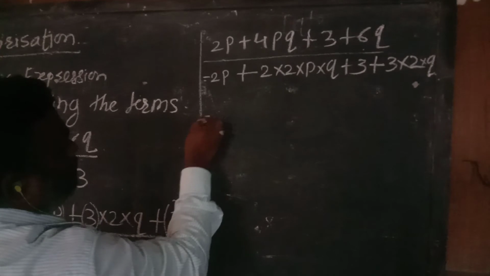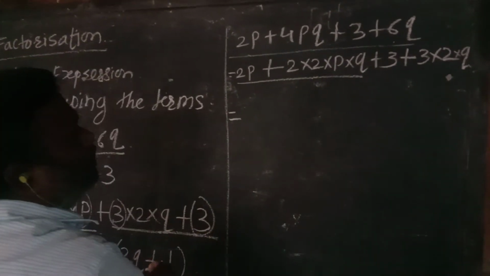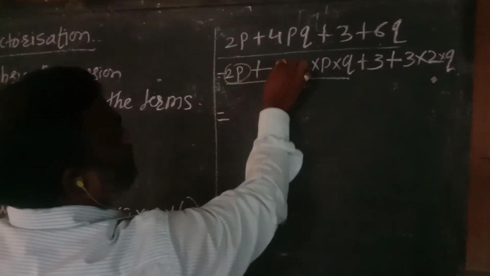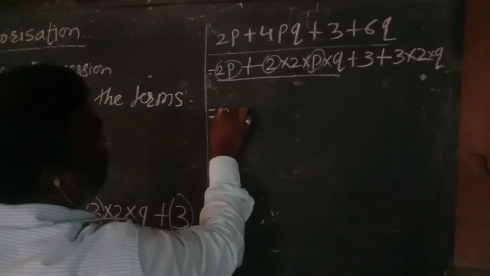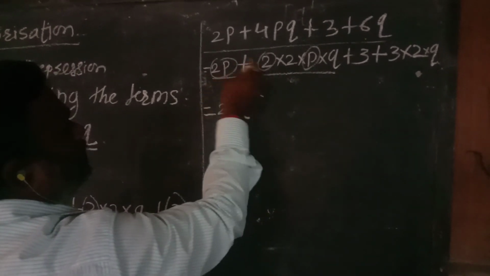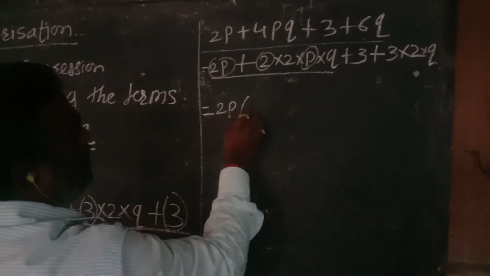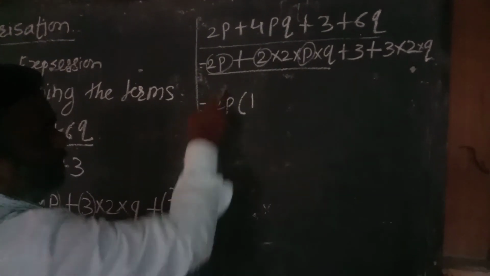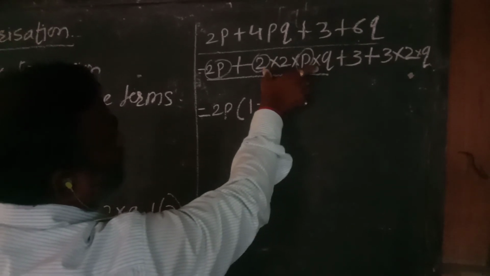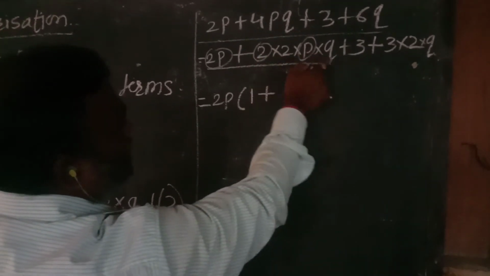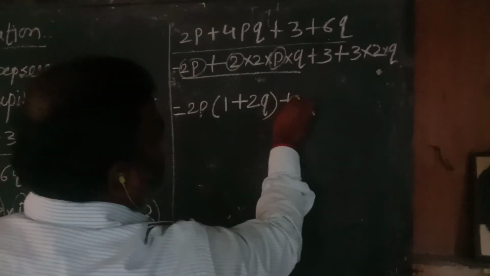Now from the second step we have to check the common factors for the first two terms. Here 2p is common. Similarly here also we have 2p. Then we have to remove this 2p from this place. Then we have to make the bracket and here we remove 2p. Nothing is balanced. Then we have to put 1. The same sign we have to put here. Here from this term we remove 2p. Then the balance is 2q. Hence we have to write 2q here. Then sign plus as it is.